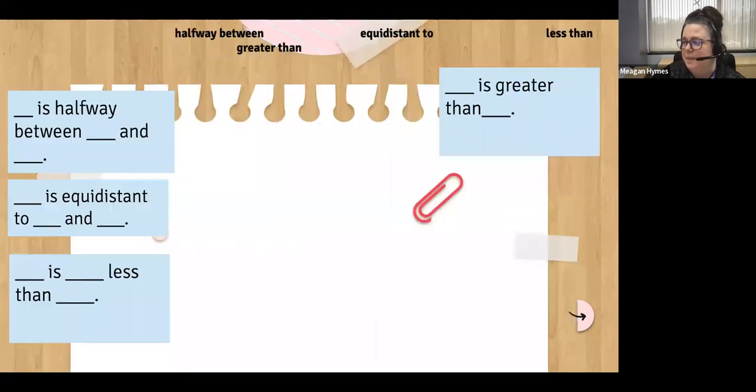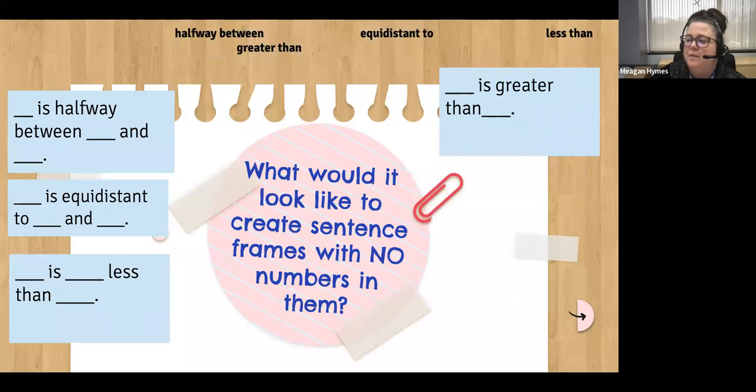All right. And then just providing those frames, right? So again, if students need the support, providing the frames for them, put them up, put them on the screen, have students have them in their notebook. As they're developing the language, give them a way. Oh yeah, I have these sentence frames. Blank is halfway between blank and blank.